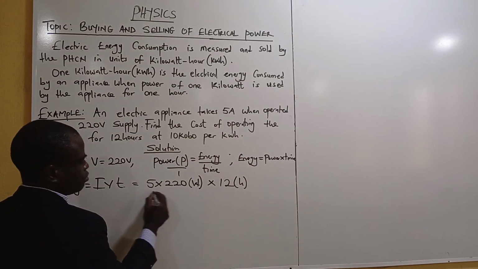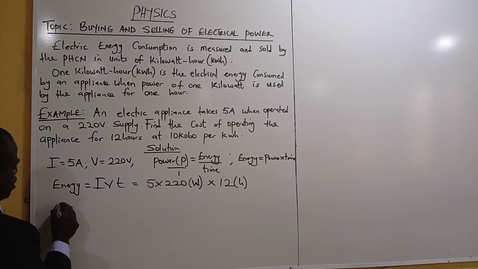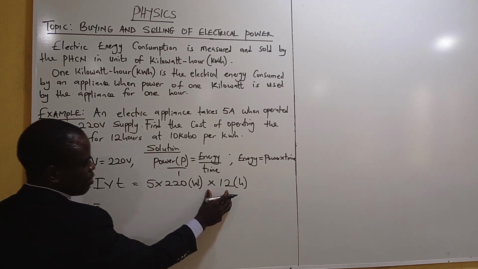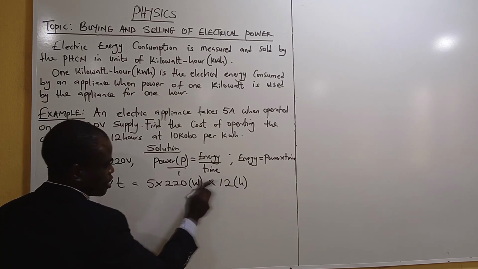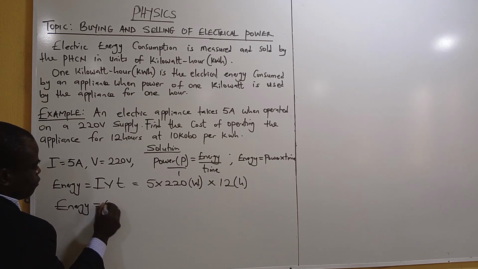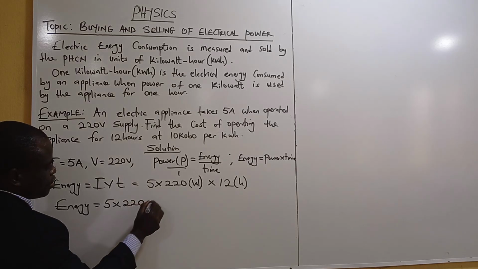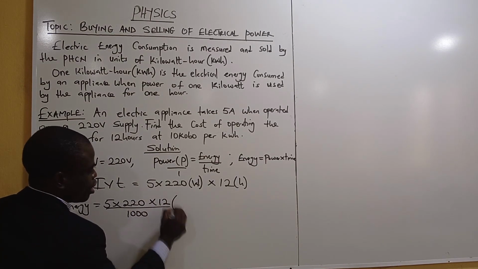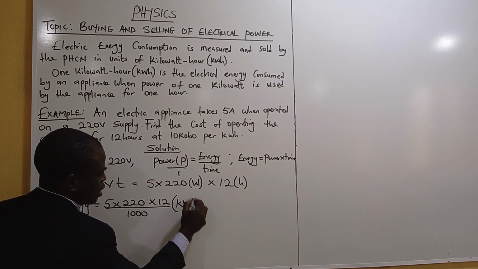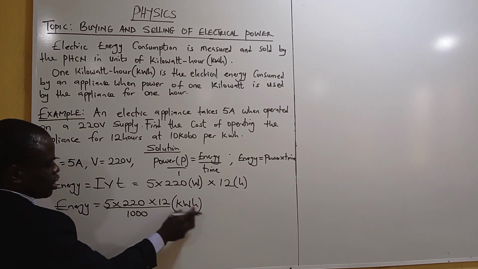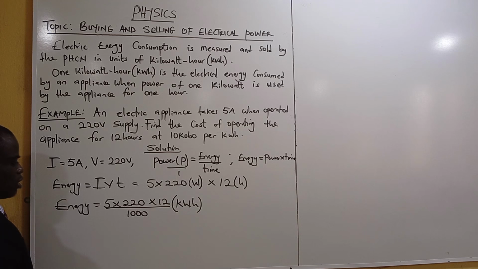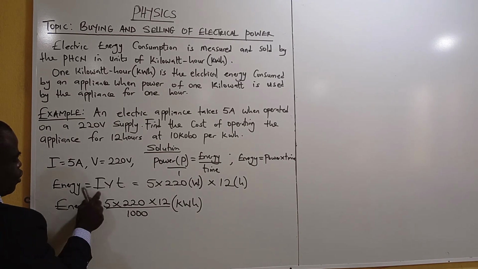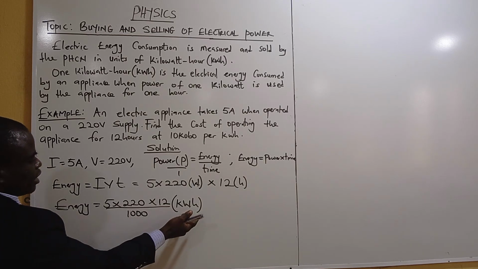Now in the next line, you can say energy. You don't put divide by 1000 here, because we are expressing this in watt and hour. You can now say 5 times 220 times 12. Immediately you divide by 1000, you put kilowatt hour. You have now made it kilowatt hour because of the division by 1000. Now based on this, we are working on IVT, and we have converted it to kilowatt hour.